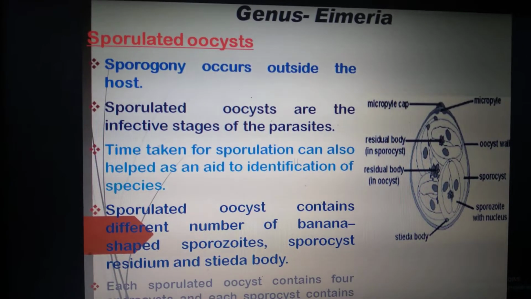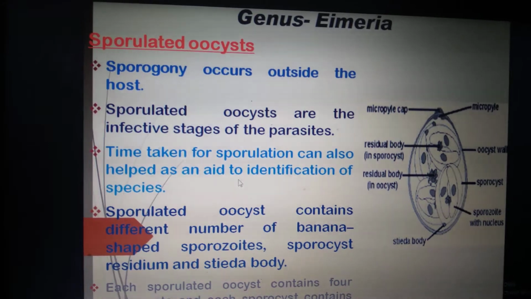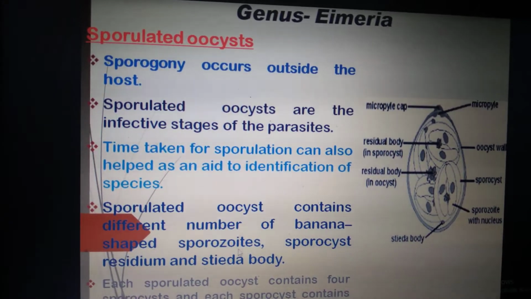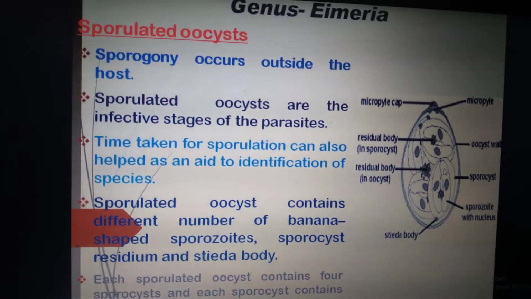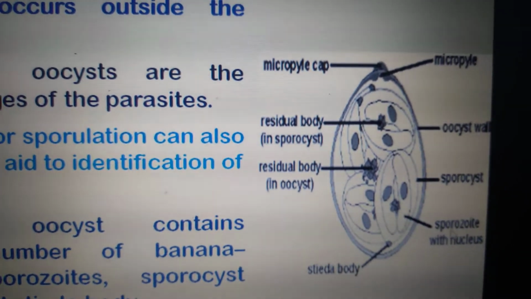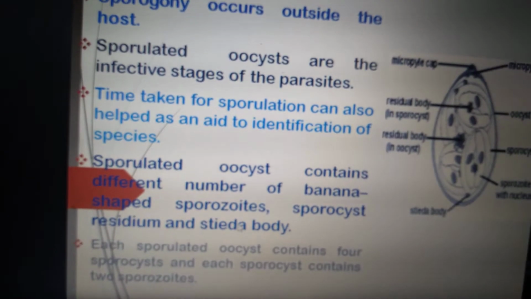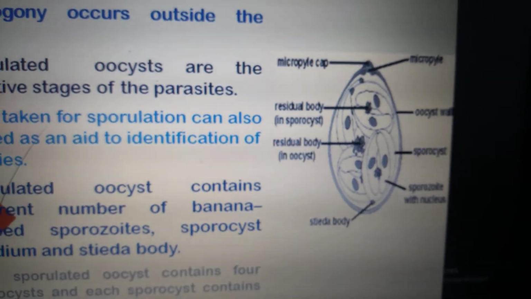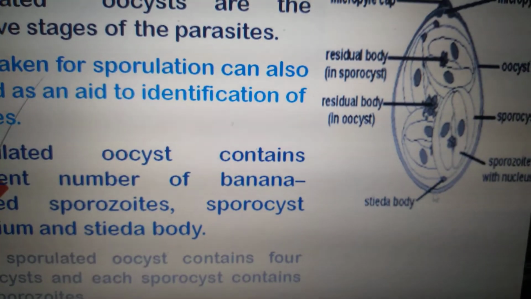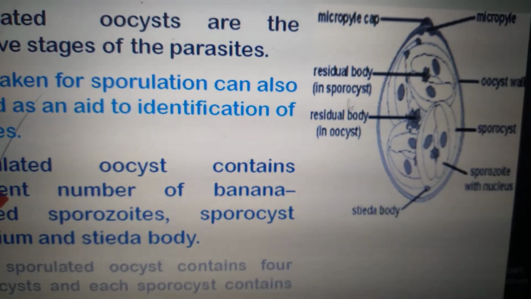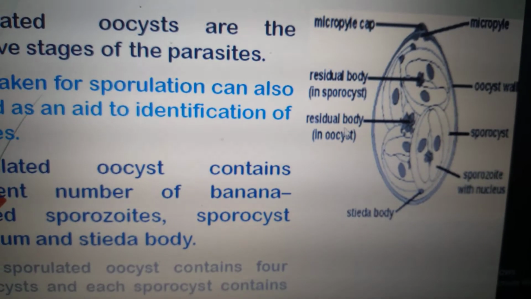Okay, time taken for sporulation can also help as an aid to identification of species. And sporulated oocysts contain different numbers of banana-shaped sporozoites. Okay, these are the sporozoites. You can see here the banana shape, right? Here we can see this banana-shaped sporozoite with the nucleus, sporocyst residuum, and Stieda body. Okay, this is the Stieda body. You can see here in the picture, and these are the residual body of the sporocyst, and this is the residual body in the oocyst.